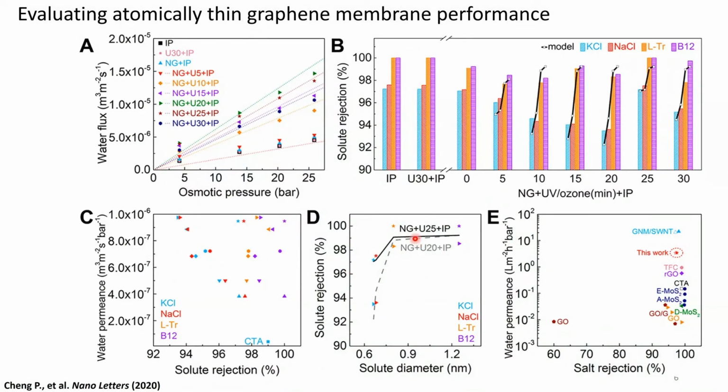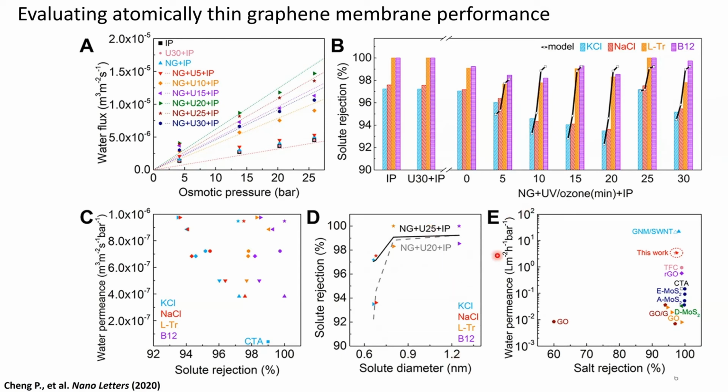The salt rejection between two membranes can also be compared. For example, here we're comparing a nanoporous graphene membrane that's been treated with 20 minutes of UV ozone with 25 minutes of UV ozone, and we see that 25 minutes is slightly better in terms of solute rejection. And typically, with increase in solute diameter, you get higher rejection.